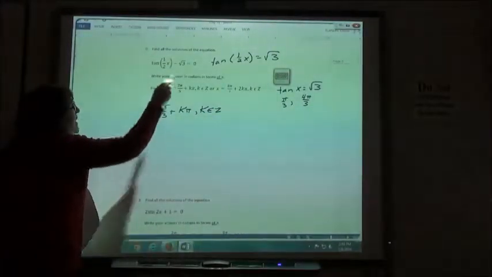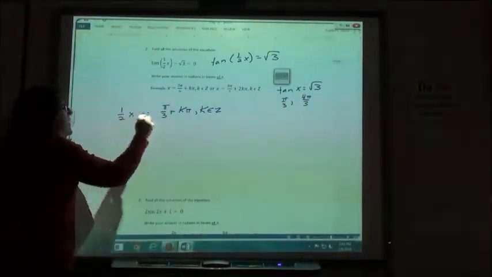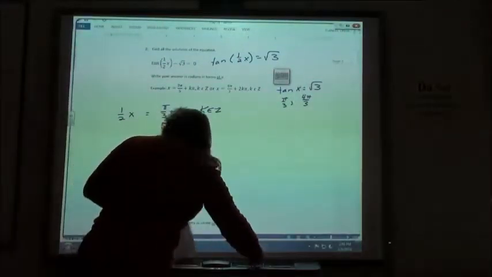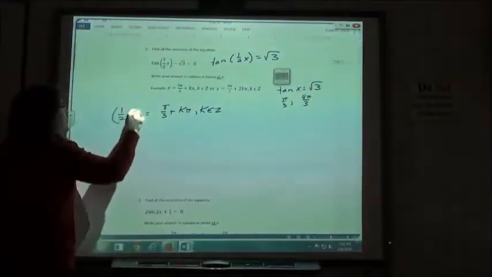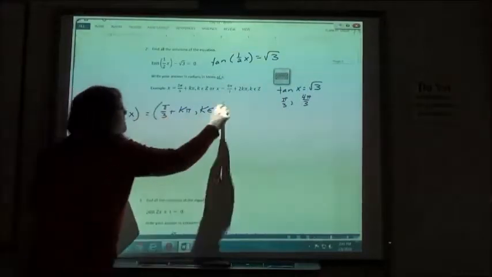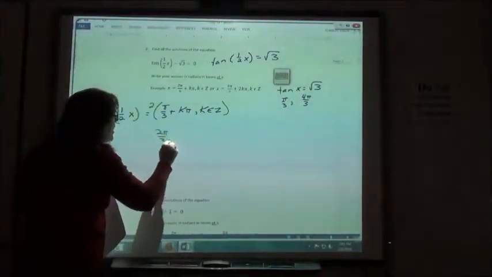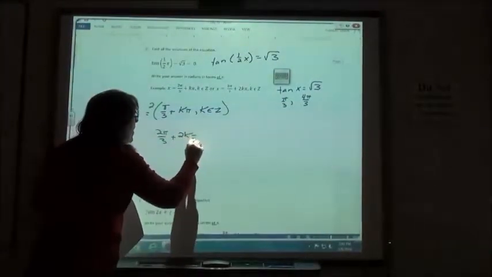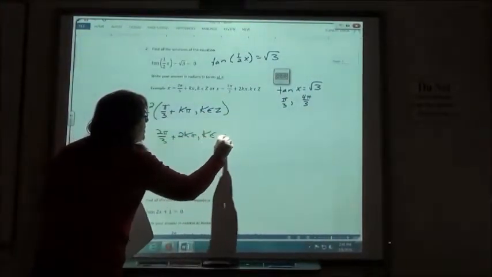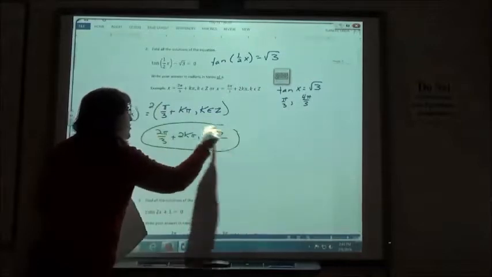So in this case then we are going to say 1/2 x equals that. In order to solve it for x, we're going to times by 2. So I'm going to have 2 pi over 3 plus 2k pi, with k being an element of z. And that's going to be my answer.